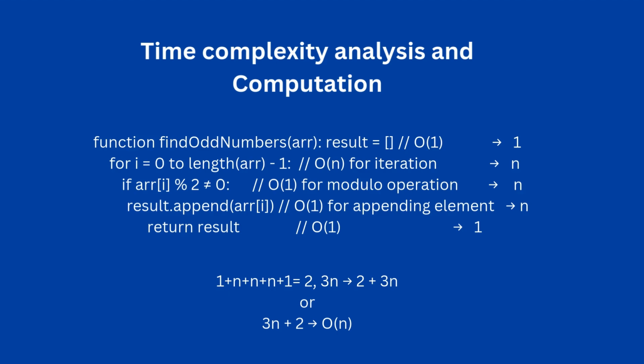This algorithm efficiently identifies and stores odd numbers from an input array with a time complexity of O of n and space complexity of O of n. It iterates through each element, performing constant time operations to check and store odd values.